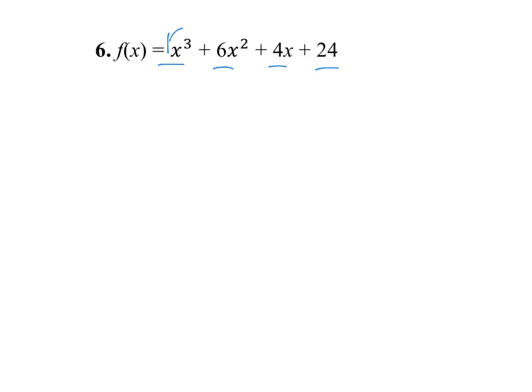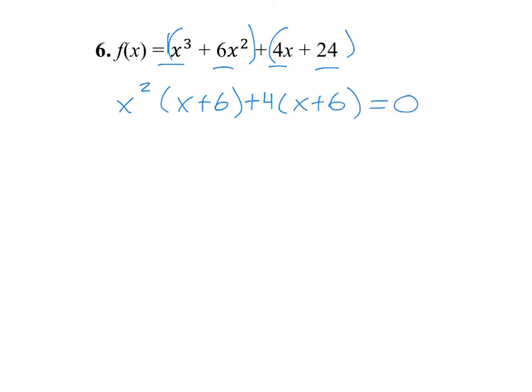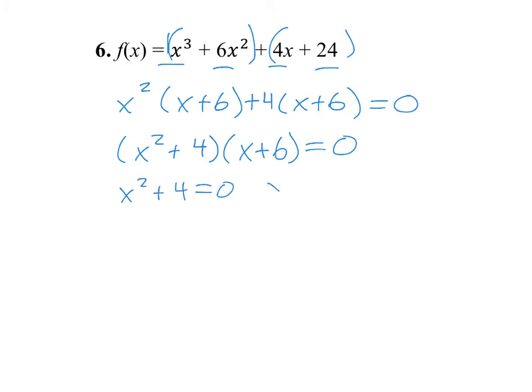All right, so if I'm factoring, first group, I can take out x squared. Second group, I can take out a positive 4. And we're finding the zeros, so I'm going to equal this to 0. Okay, rearranging things, we get x squared plus 4, x plus 6 equals 0. So I have to solve both of these. I get x equals -6.